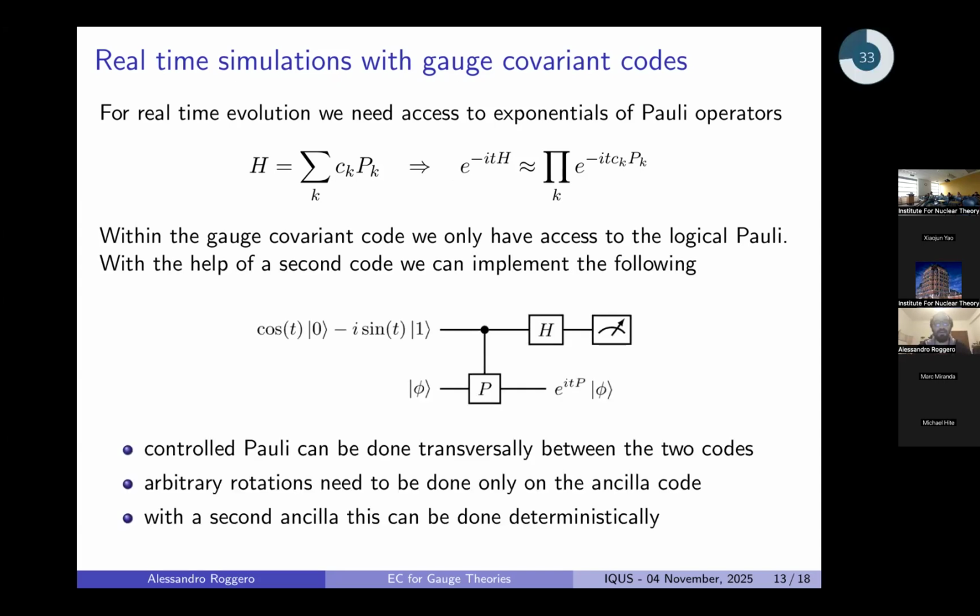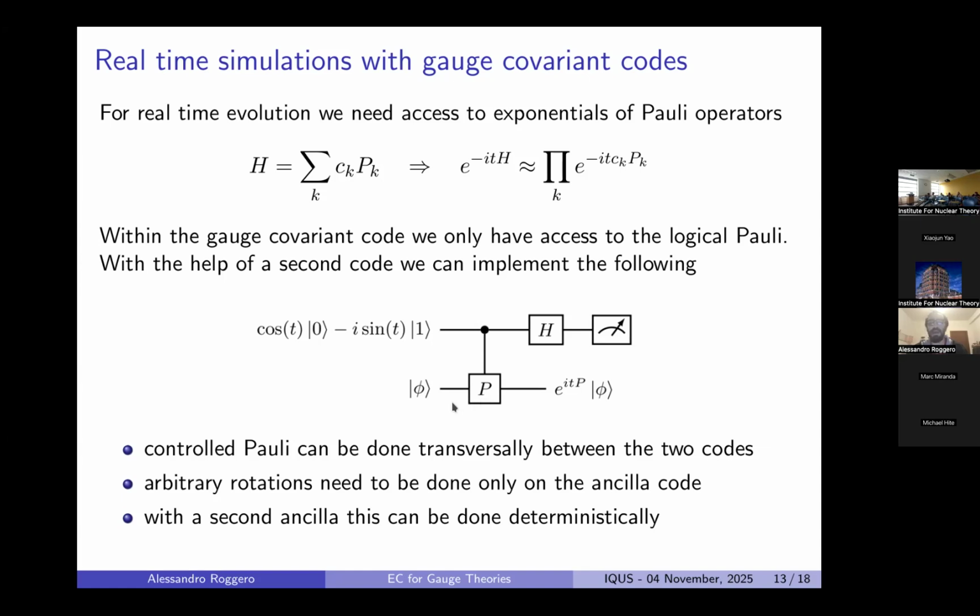So one way we found to actually do it, also in our code, is to essentially use a linear combination of unitaries strategy. Imagine this qubit here is our system, encoded with our Gauss law code, where we know how to apply Paulis, but we don't know how to distill magic.